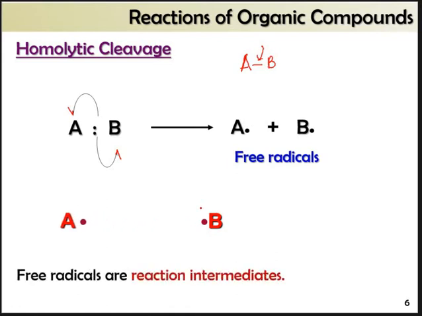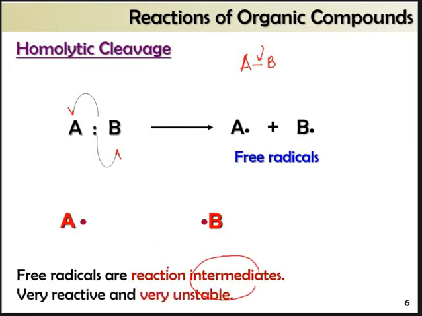Free radicals are reaction intermediates. Reaction intermediates means in the middle. When we do a reaction, before we get the product, we will get the intermediate first. So a free radical is one of the reaction intermediates. A free radical is very reactive and very unstable. It will not become the product, but is only an intermediate before we get the product.